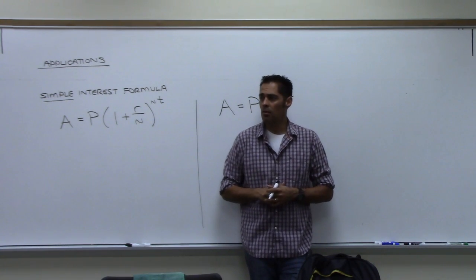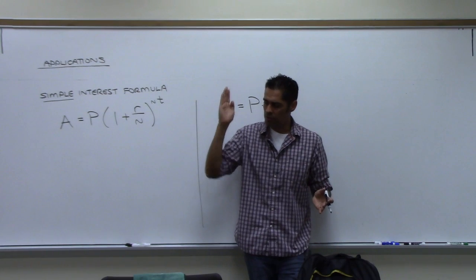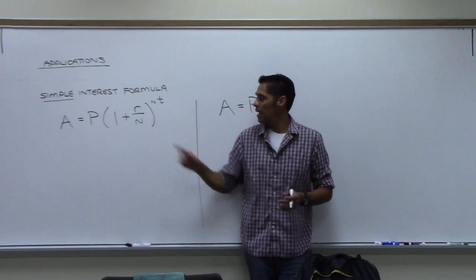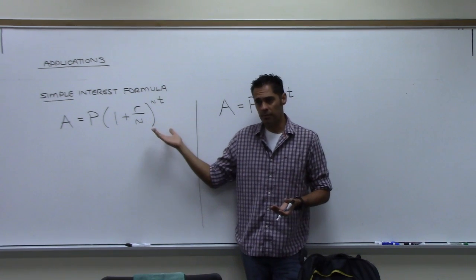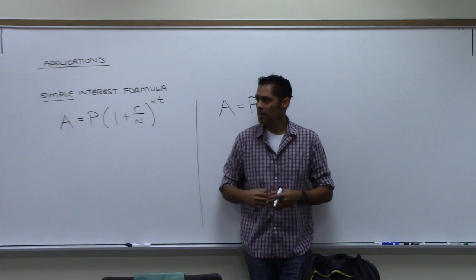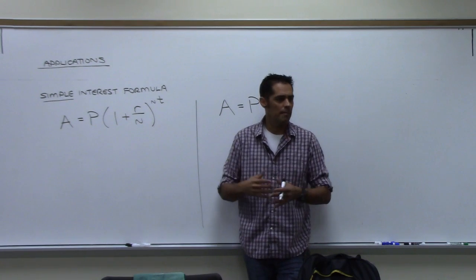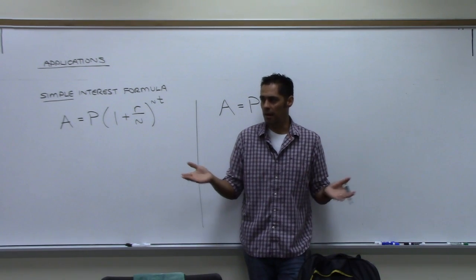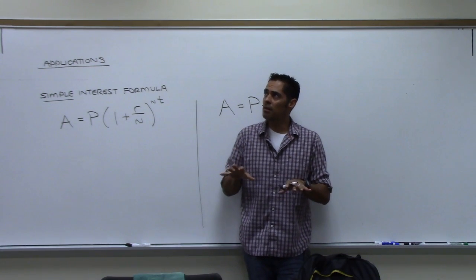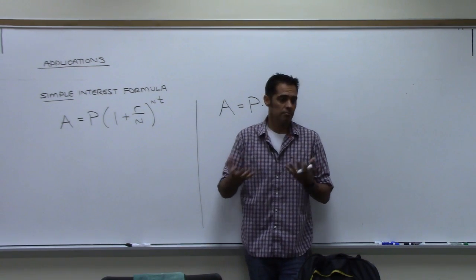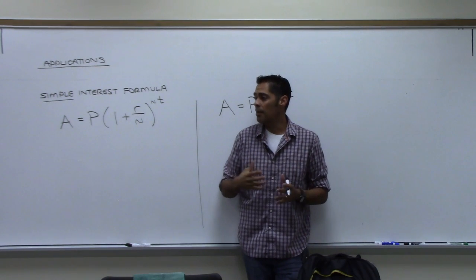So if they're only going to give you the interest once in the year, then n would be 1. If they're going to do it monthly, then n would be 12. If they're going to do it daily, then n would be 365, or whatever a bank wants to consider a year to be. All right? So this depends on the bank's prerogative on how they want to do that.